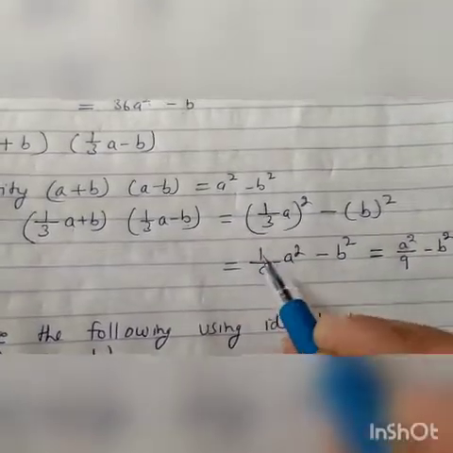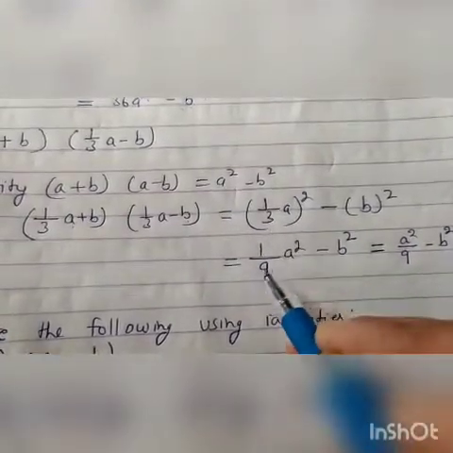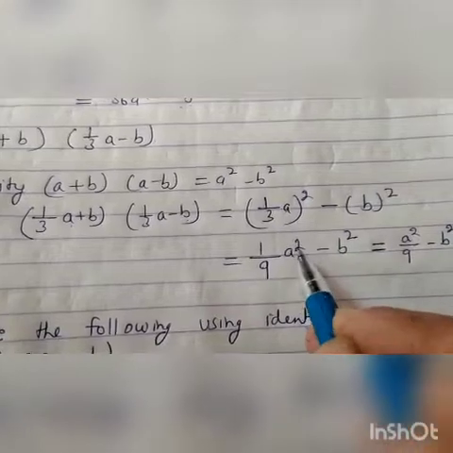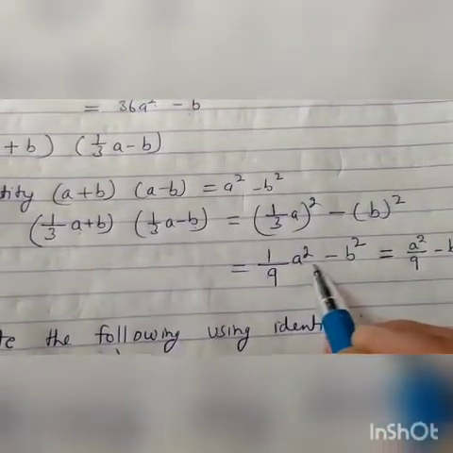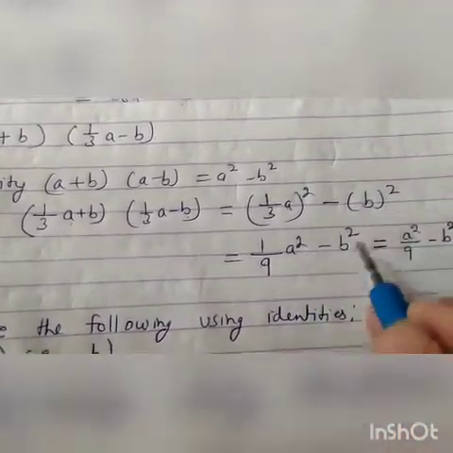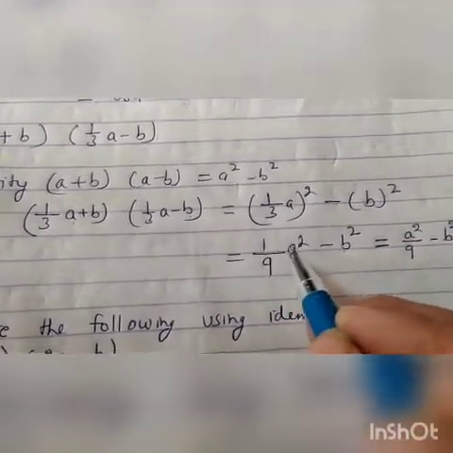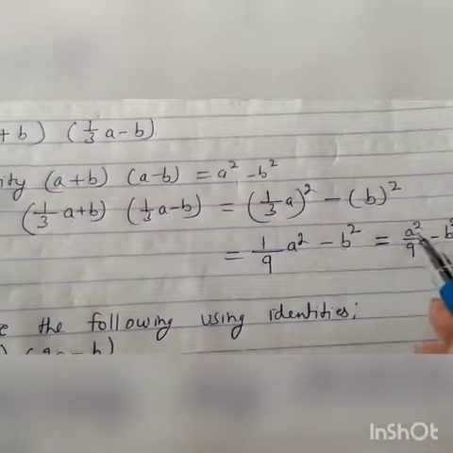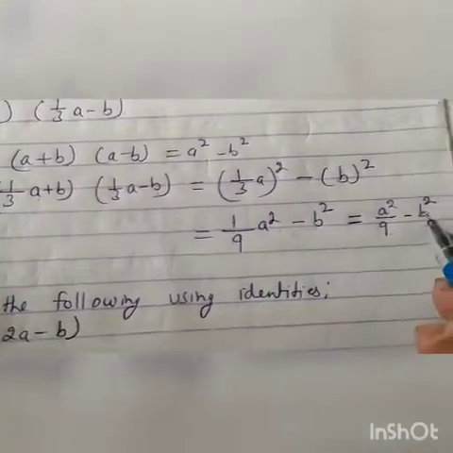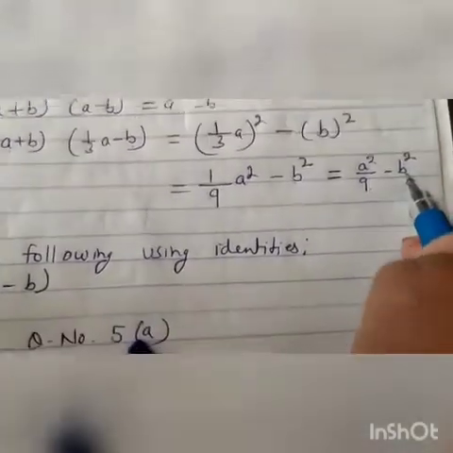So square of 1 is 1, square of 3 is 9, square of a is a square. So it is 1 upon 9a square minus b square. Or we can write it as a square, 1 multiplied by a square. It is a square upon 9 minus b square. Is it clear?